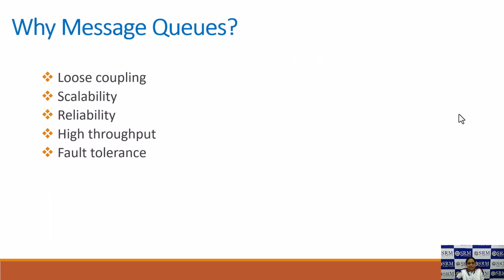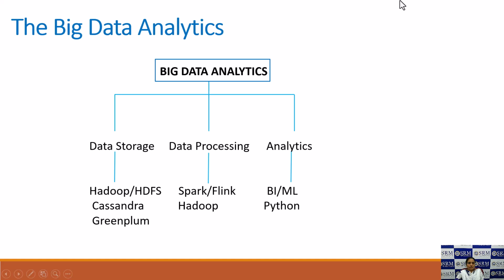I covered up to this. Now we'll continue with big data analytics in terms of its usage. We have seen what big data is, what the need for event processing is, what an event is, and the components of real-time processing. The technology behind big data is divided into three parts: data storage, data processing, and analytics.